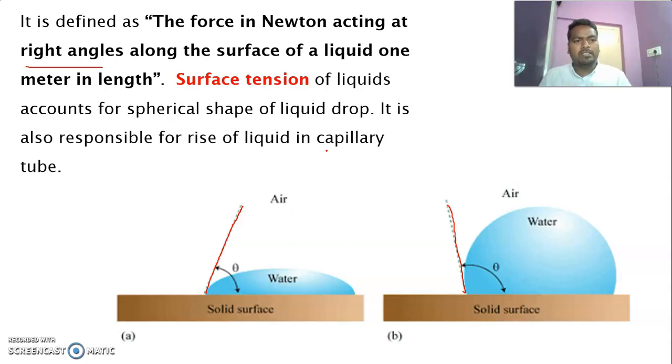You know capillary action. If you put a capillary tube in water, at that moment upward movement of water takes place. Actually, for the upward movement we have to supply energy. But in the case of a capillary tube, the upward movement takes place spontaneously. This upward movement is due to surface tension. So now you understood surface tension.